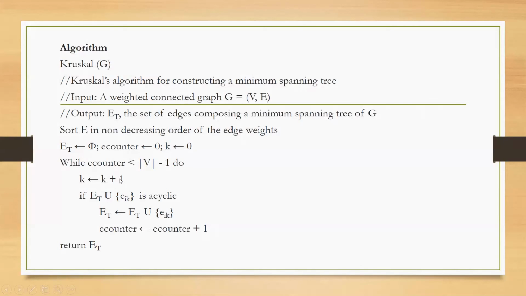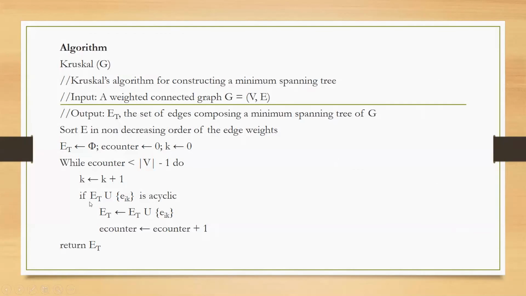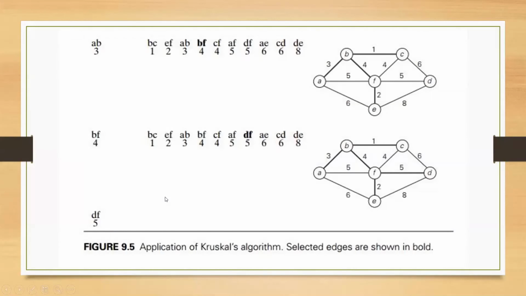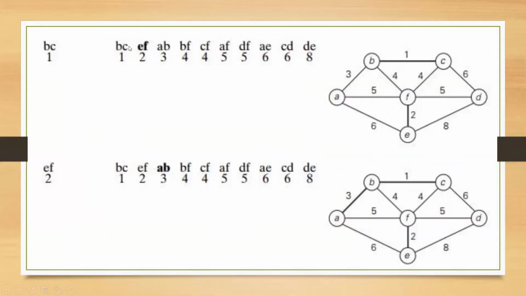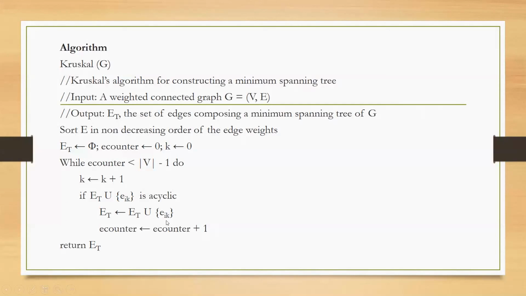K becomes 2. If K becomes 2, you have to consider the second edge, EF. Okay. Next, if ET union the second edge, whether it is acyclic, in our example, yes, it is acyclic because you are considering the second edge also, EF. So hence, what happens? Even that second edge is included in the edge set ET. E counter increments. E counter is 2, which goes here. 3 is less than 6. K is equal to K plus 1. K is now 3.